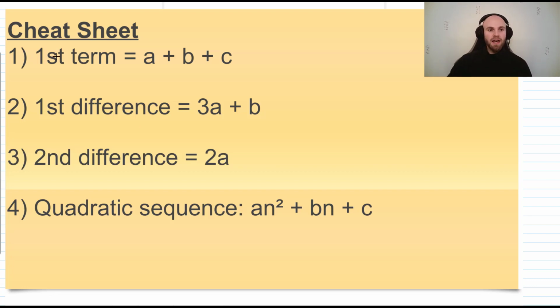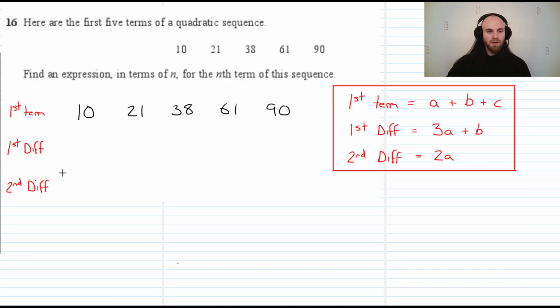So for your first term, this is going to equal A plus B plus C. Your first difference is going to equal 3A plus B. And your second difference is going to equal 2A. And a quadratic sequence looks like this: an squared plus bn plus c. Okay, so straight away I'm going to identify that the first term in the sequence is 10.